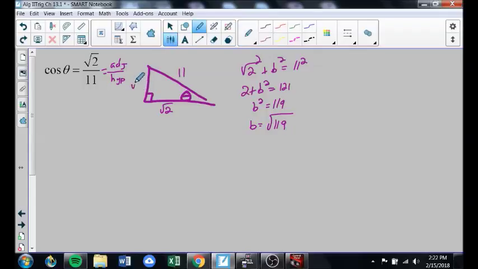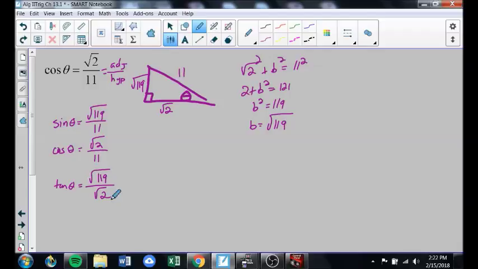Just use Pythag. And now I can find everything real quick. Sine is opposite over hypotenuse, which is root 119 over 11. Cosine we already have. It's root 2 over 11. And tangent is opposite over adjacent, which is root 119 over root 2.